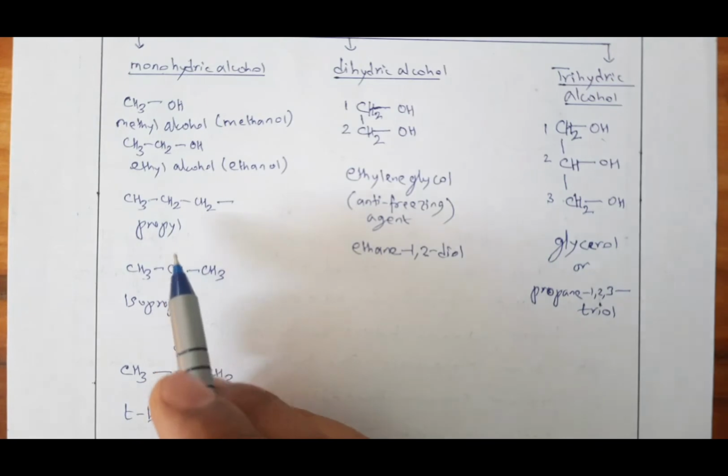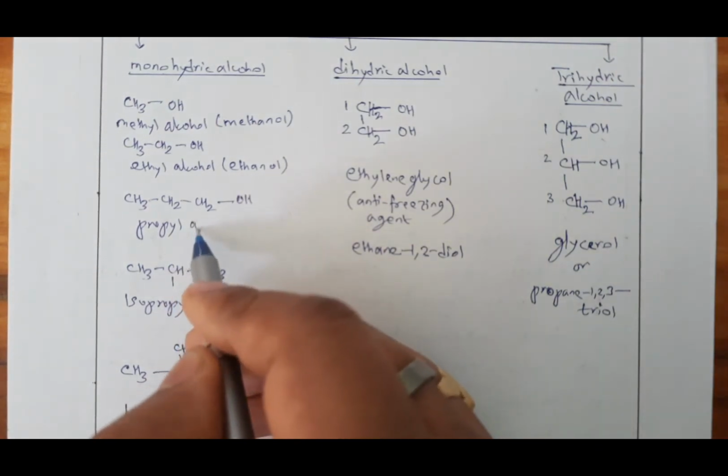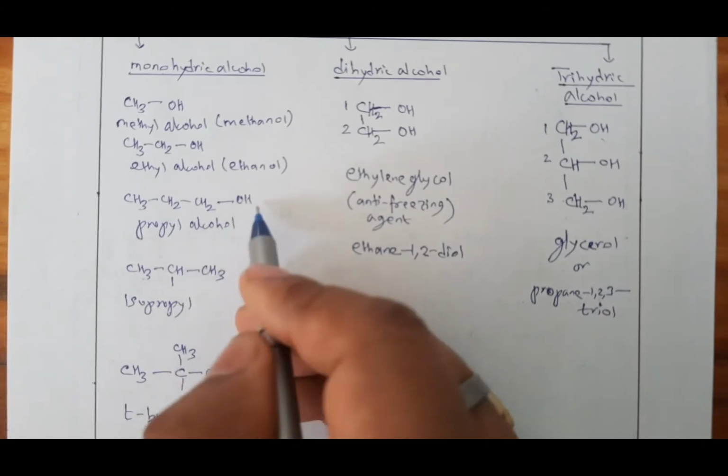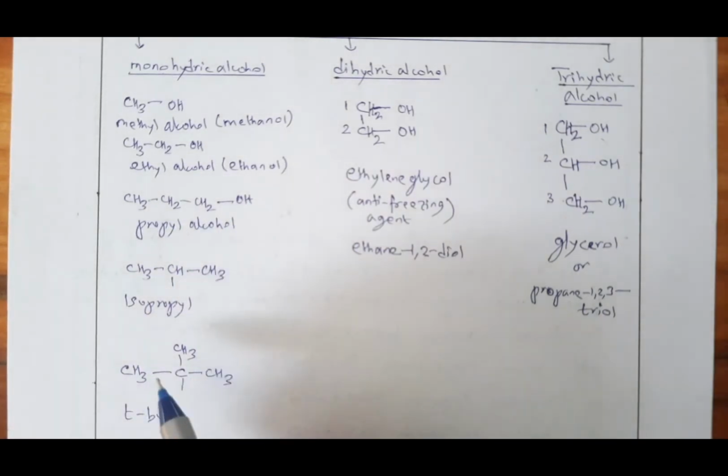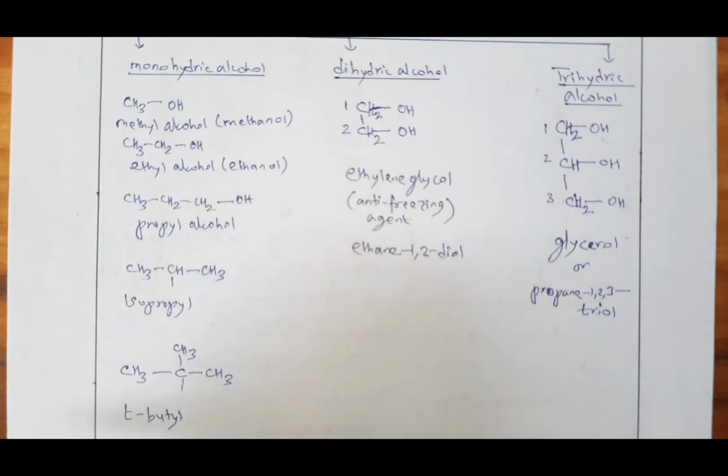Now this one. Again, if I put OH here, this becomes your propyl alcohol, which is also a monohydric alcohol because the alcohol is linked with CH2. CH2 means propyl alcohol, monohydric alcohol, because there is only one OH.